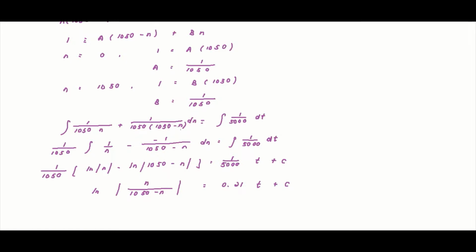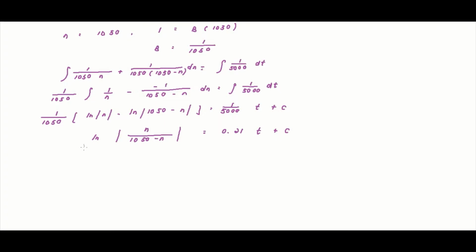Okay, so you should be able to solve it by yourself by partial fractions, right? So it's the same thing. Then after that, you solve it up to this point. Then let's try to do the substitution. So when t equals 0, n is equal to 50. So you have ln 50 over (1050 minus 50), 0.21·0 plus c, which gives you c equals ln 50 over 1000, which gives you ln 0.05. So we can straight away write down the answer here.